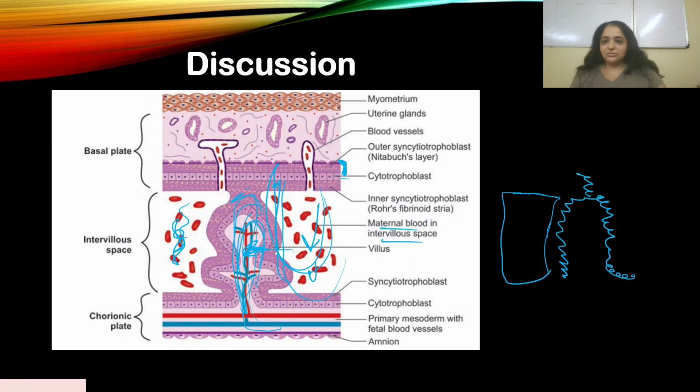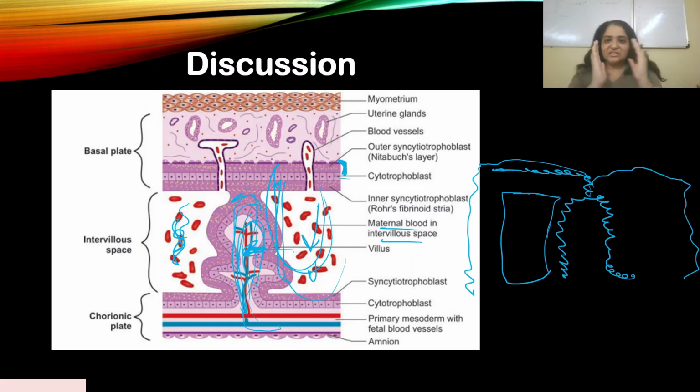Okay, the cytotrophoblast cells form this very compact shell-like structure. They pierce through the syncytial trophoblast cells and then form a compact shell. This is called cytotrophoblast shelling. That's all that is there.